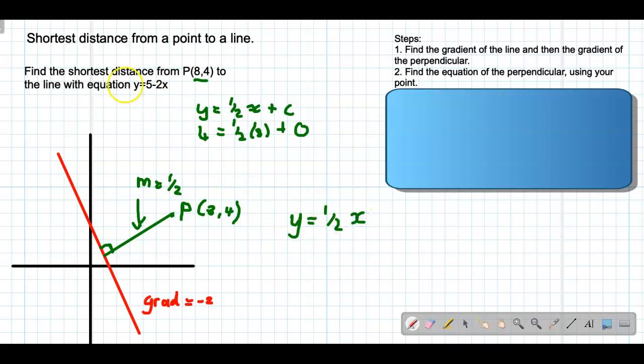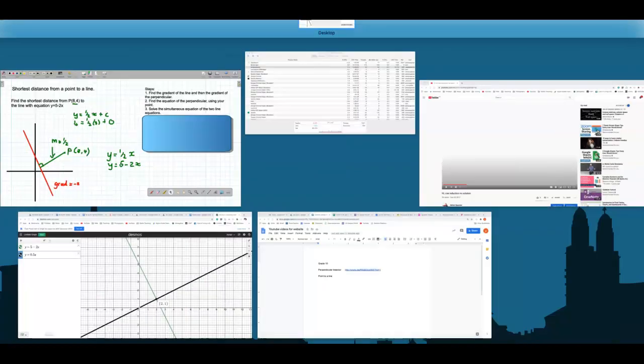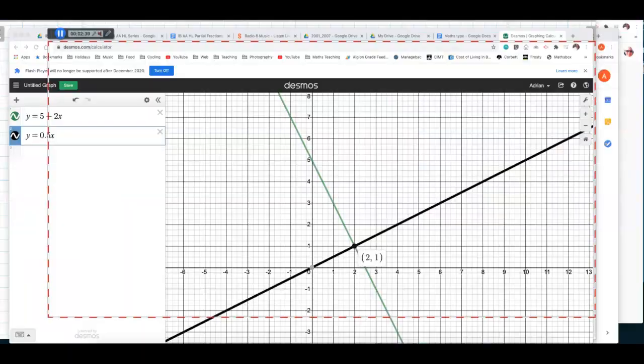I've also got the equation of the line I started with, which is y equals 5 minus 2x. And I want to solve these two equations simultaneously. That's my next step. Solve the simultaneous equation of the two lines. Now, because I've written them both as y equals, if you use a calculator, a TI or your Casio, you'll be able to find the equation.